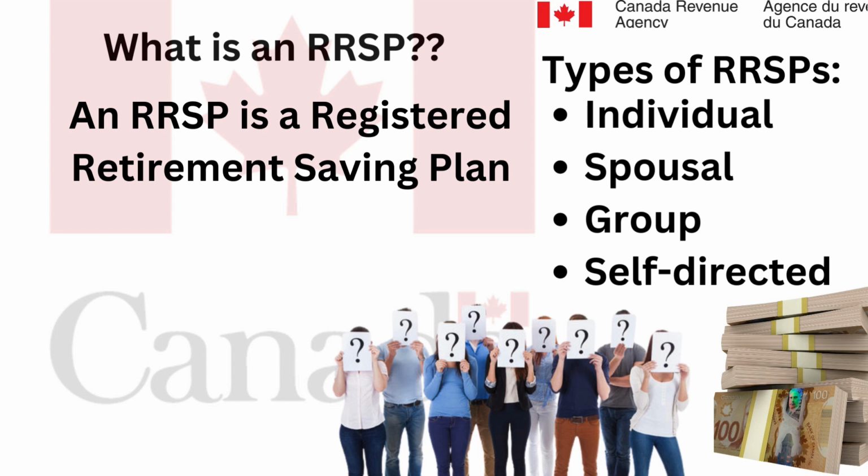And then the last one is a self-directed RRSP. So this is basically where you are determining where your money goes to. So you are specifically saying, oh, I want to have these stocks or shares in this company, etc., or in these funds or whatever. So you are directing where the money goes.